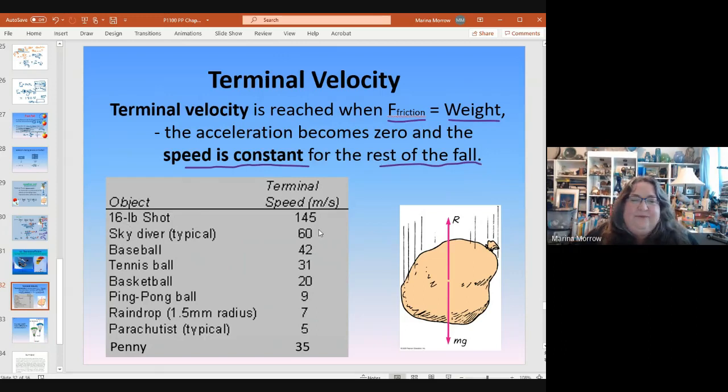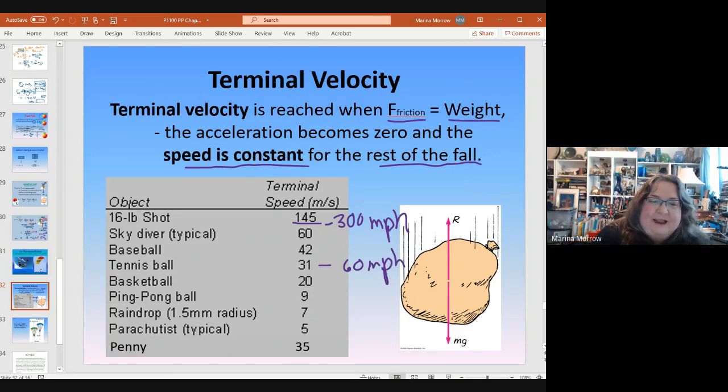Okay, so when you throw something out of an airplane, it often achieves terminal velocity if there's enough distance. Even something like a bowling ball will achieve a terminal velocity, but that's about 145 meters per second. So that's pretty fast. That would be close to 300 miles per hour. A tennis ball will achieve around 60 miles per hour, and a ping pong ball is only going to be going about 18. A raindrop is going about 15 miles per hour.